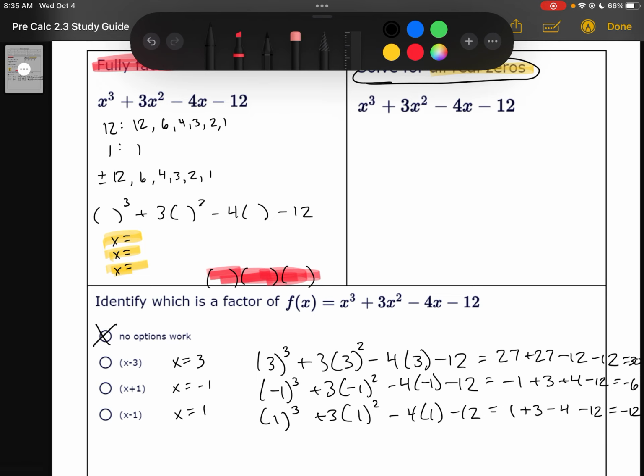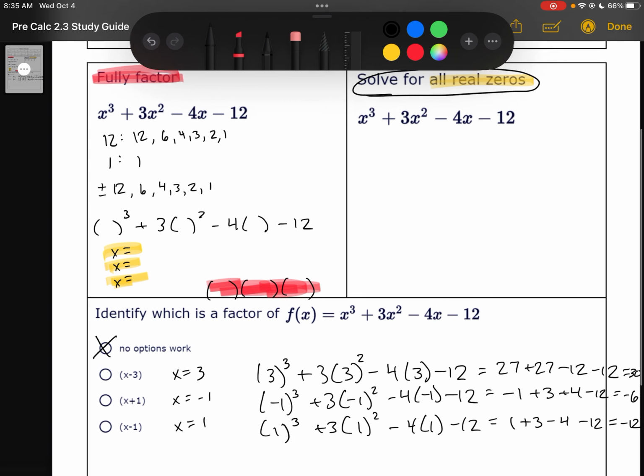So back to the drawing board for this one, and we'd have to, again, go through, probably use a table in our calculator to plug in plus or minus all of these, and that's what's going to tell us how we find our zeros. But again, we do need to see an answer of 0 when we plug in the intercept there.